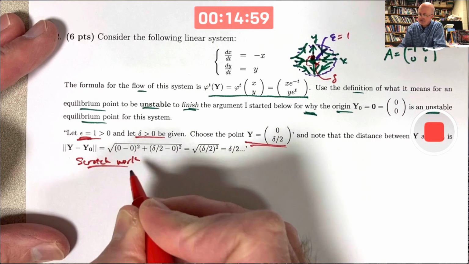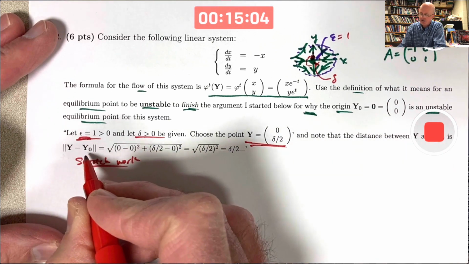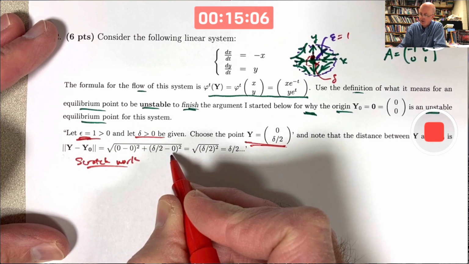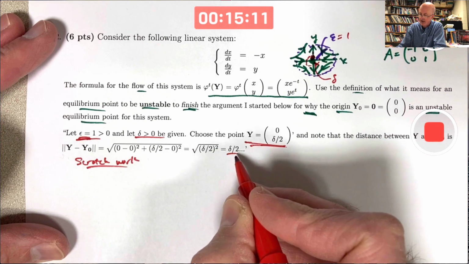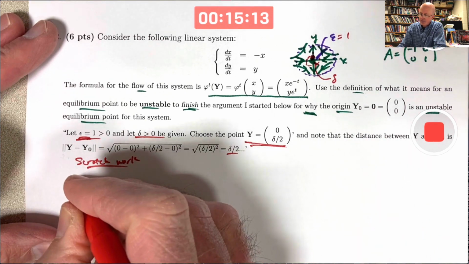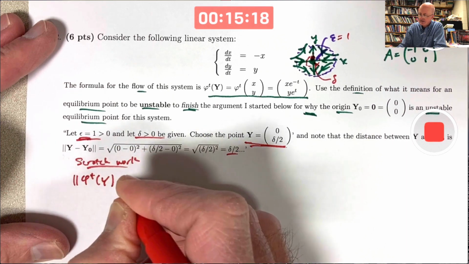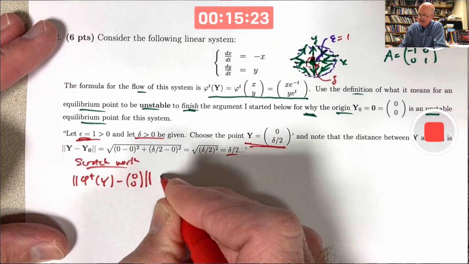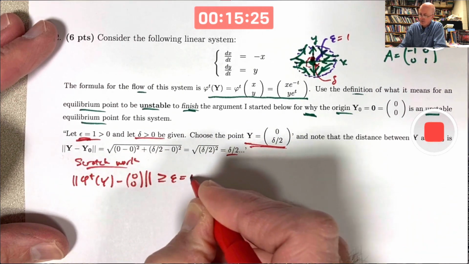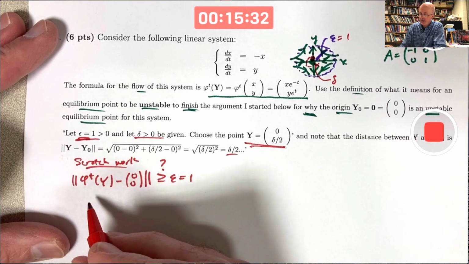Do, by the way, notice that the distance between y, this point right here, and y0, which is the origin, is, by the Pythagorean theorem, this square root, which ultimately equals delta over 2. Delta is positive here, so this square root becomes that. I'm wondering, how big does t need to be to make, let me go ahead and replace y0 with 0, 0, to make this greater than or equal to epsilon, which is 1? Can I find t large enough to make that happen? And the answer is yes, you will be able to.